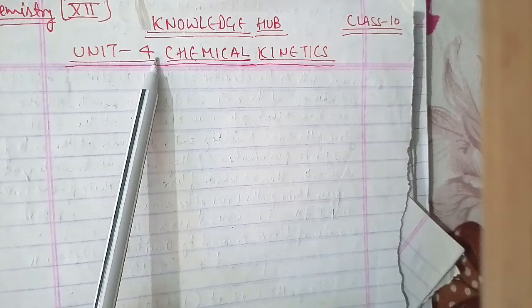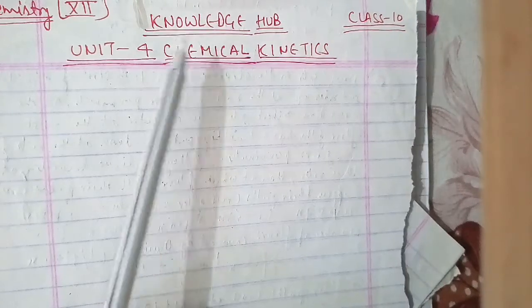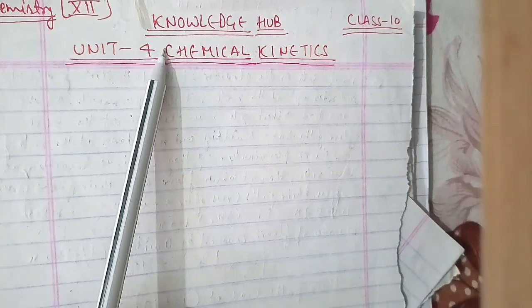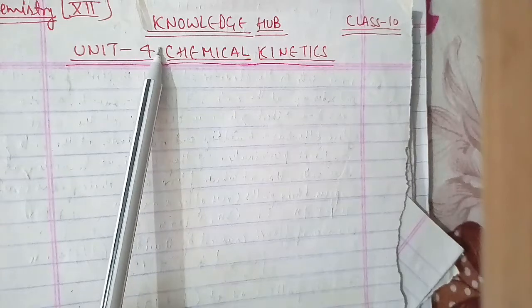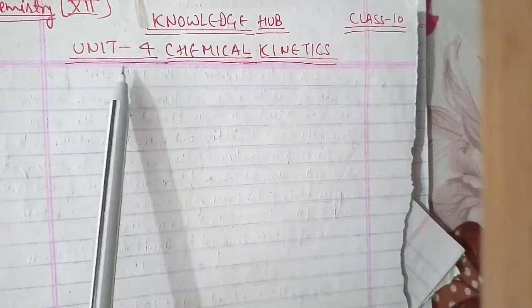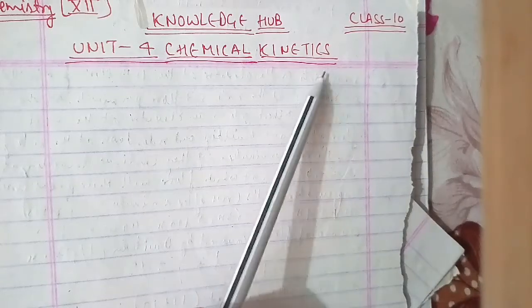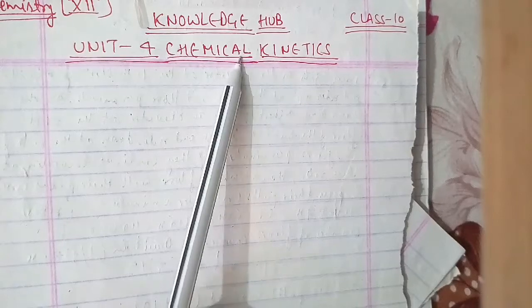Before that we had completed 3 units: unit 1 is the solid state, the second unit is solutions, and the third which we have done is electrochemistry, and that was in the last classes, till 9 classes we had done that. And now in this unit 4 we will start the 10th class, and that is chemical kinetics. Before starting with this, first of all you have to know what chemical kinetics is and what role it performs.